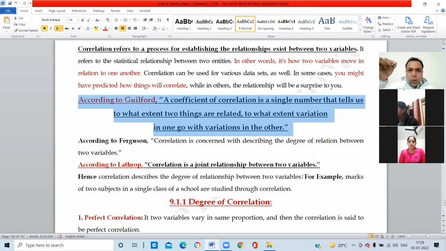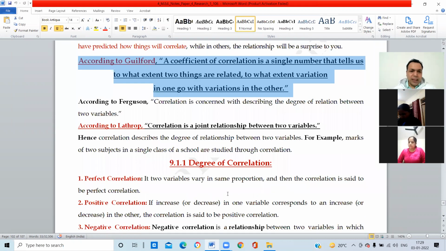It measures the correlation. Okay, how much is the correlation? The value of correlation goes between -1 and 1. It tells how much a variable varies as compared to the other variable, right? According to Guilford, a coefficient of correlation is a single number that tells us to what extent two things are related, to what extent variation in one goes with variation in another, right? It is a simple one.